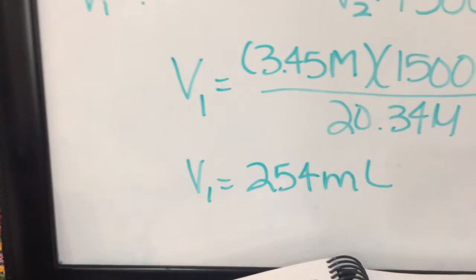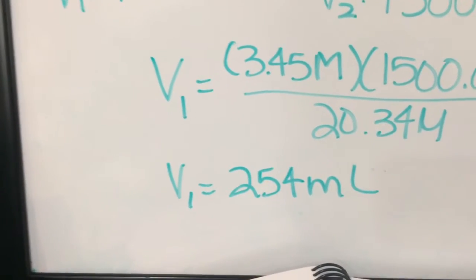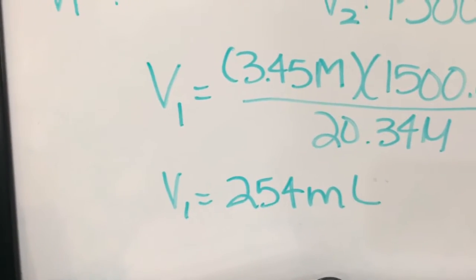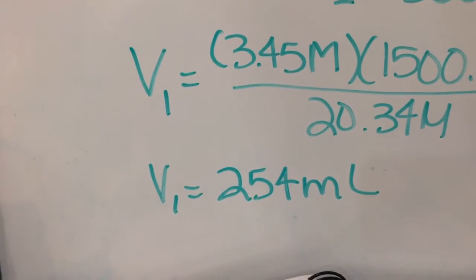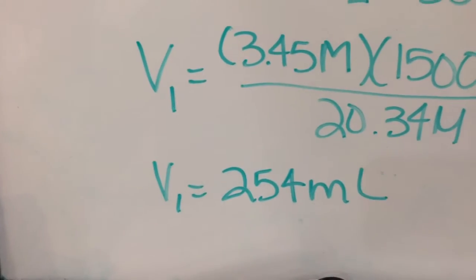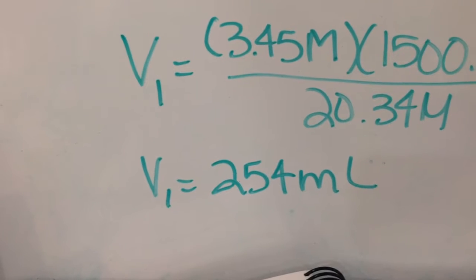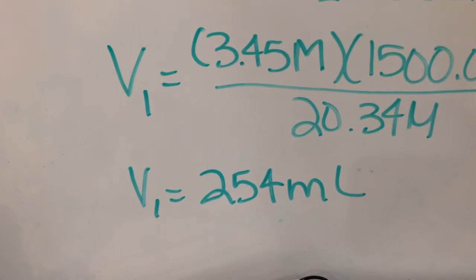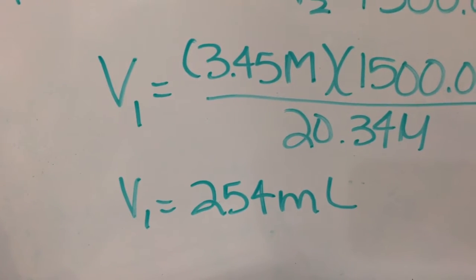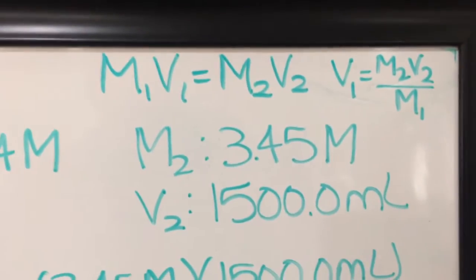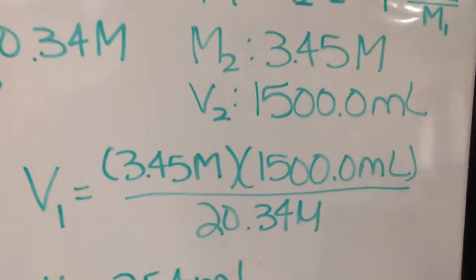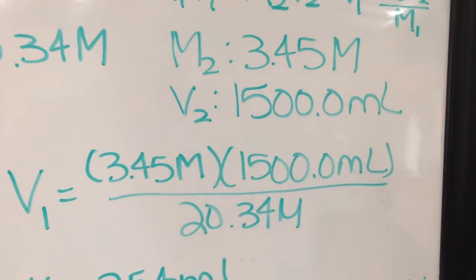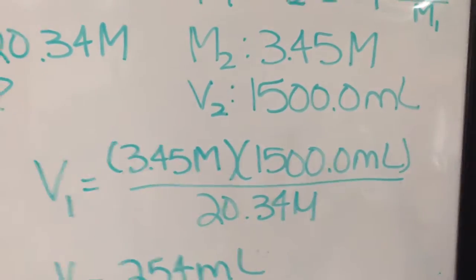Now, that is not actually the answer, okay? Because it says, what should he do? V1 is 254 milliliters, but the answer is actually to dilute 254 milliliters of the original solution with enough water to make 1,500 milliliters of the new solution. Don't put that it's 1,500.0 milliliters of water. Okay, that is that one.